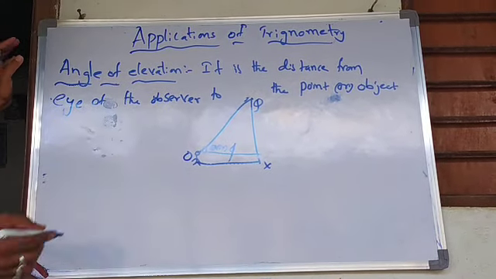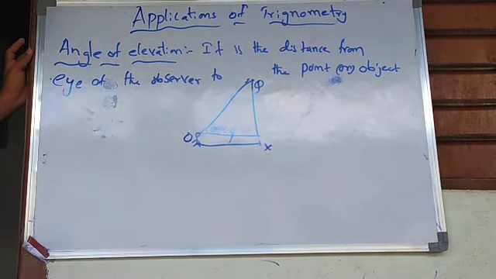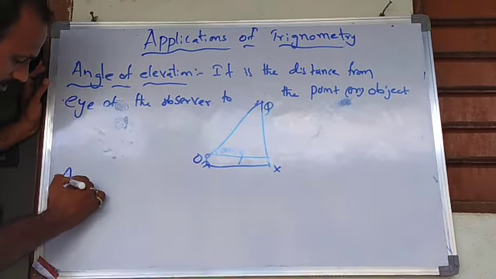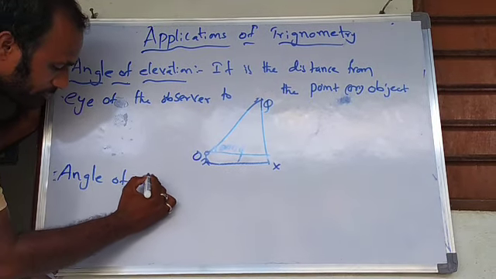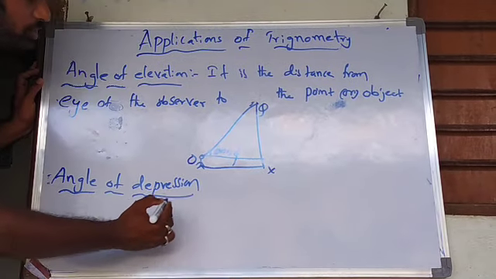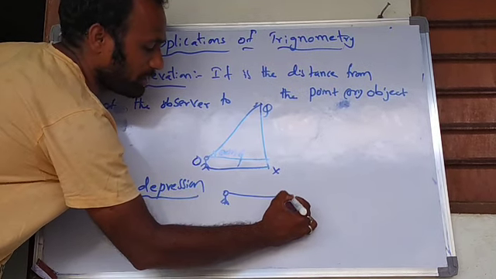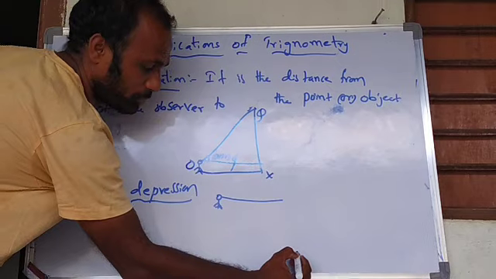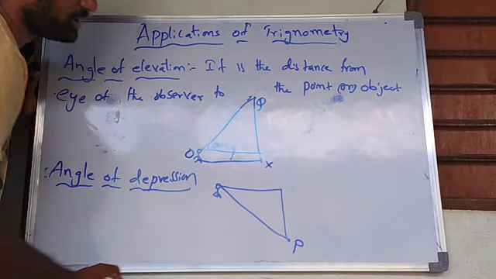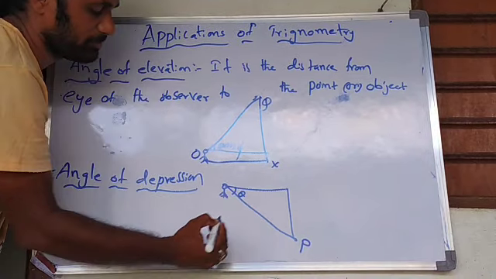So angle of elevation is nothing but the distance from the eye of the observer to the object or the point which is placed. Next, let us see the angle of depression. In angle of depression, the same observer will be there here, but the object we need to place here down. So let us suppose P is the object. So the distance from the observer to the object is called the angle of depression. We will mention this also as theta.